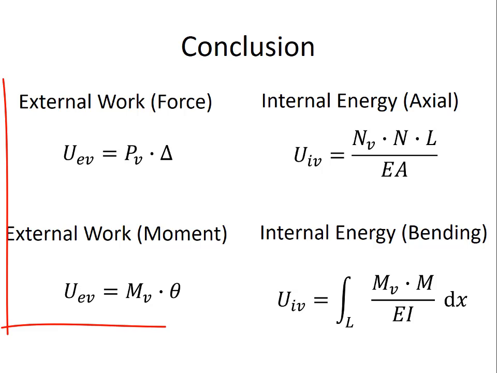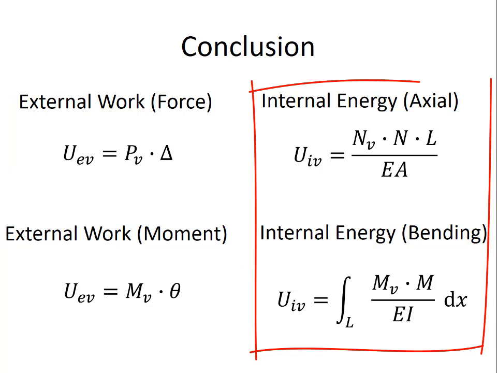The external virtual work is equal to the virtual force times the deflection. Or, if we are applying a moment, it's equal to the virtual moment times the rotation. The internal energies look very similar to what we had previously, with two changes. We lose the 1/2 factor, and instead of having N squared or M squared, we break that up into one component due to the virtual axial load, one component due to the real axial load, or one component due to the virtual bending moment, and one component due to the real bending moment.